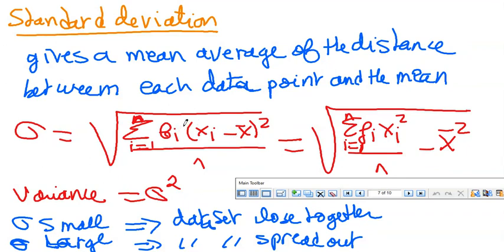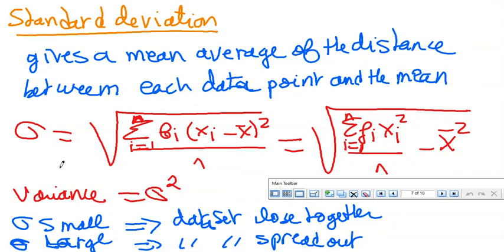Sometimes you don't see the f_i because they count each one by itself. They add the same number twice or three times. And the variance is the standard deviation squared. If the standard deviation is small, it means the data points are close together, and if the standard deviation is large, it means the data set is spread out.